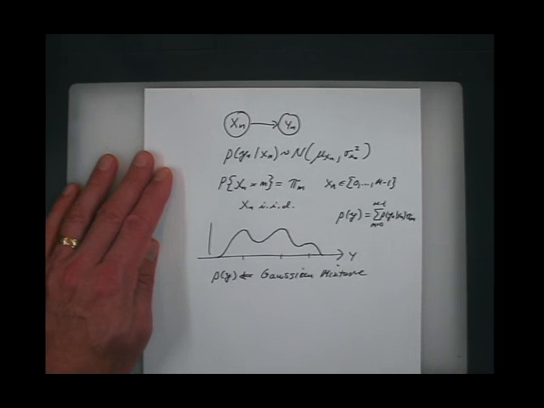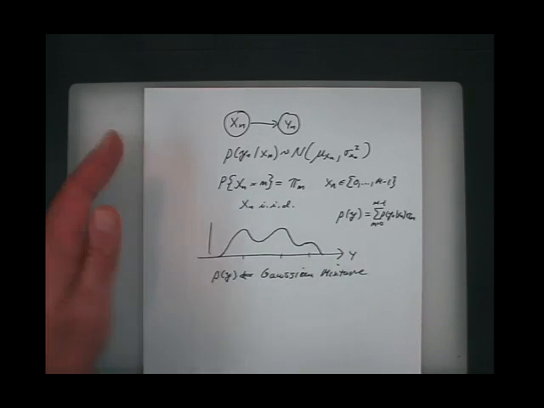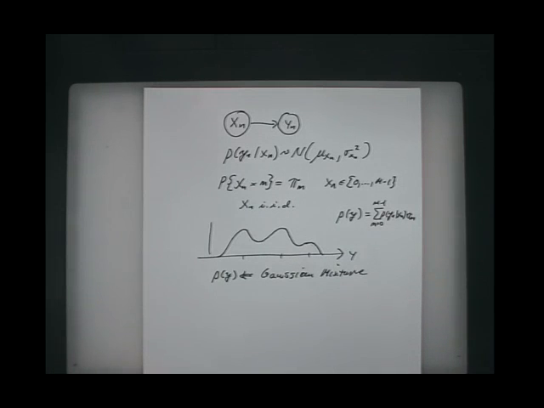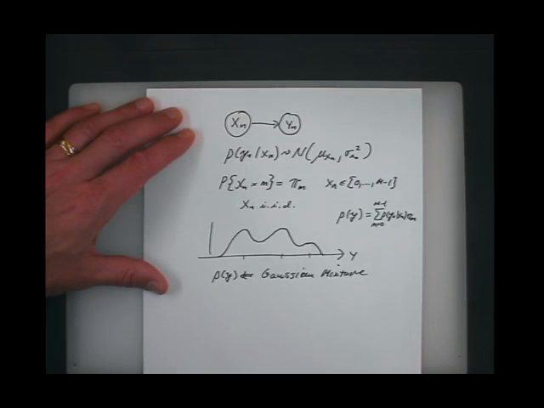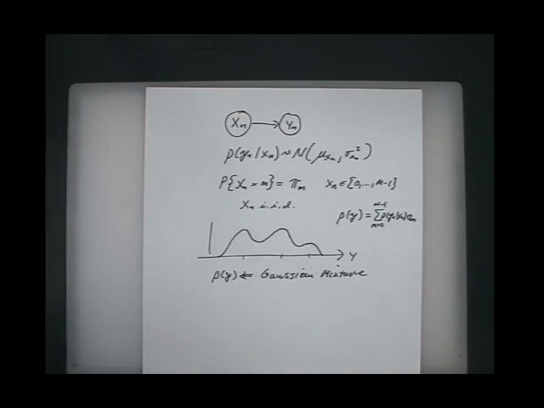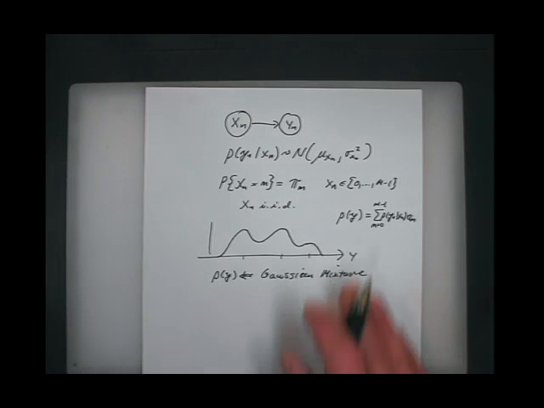Okay, so now what are we going to do? Well, now if we had x and y, we could observe both. We could collect the following statistics.